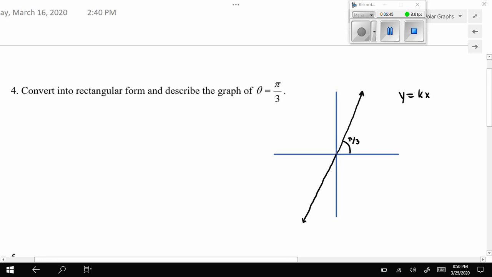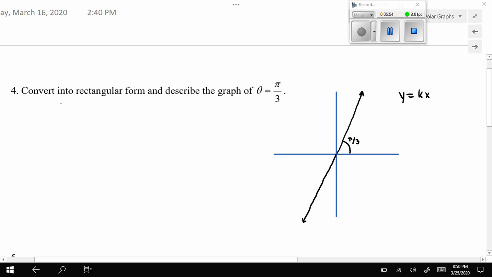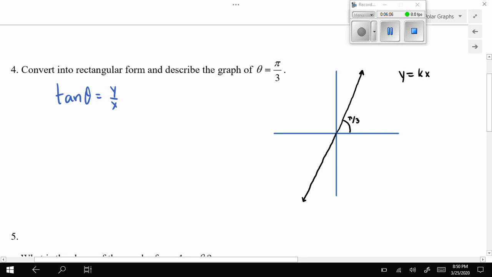All right, so let's talk about what k is. And we're going to do that using the definition of tangent of theta is equal to y over x. Right, that was one of our formulas we had on the previous page. So tangent of theta, well, theta is pi thirds, right? So tangent of pi thirds is equal to y over x. And tangent of pi thirds, well, that's just one of our special angles. So the tangent of pi thirds is radical 3. So radical 3 is equal to y over x. Right, that's just a substitution there.